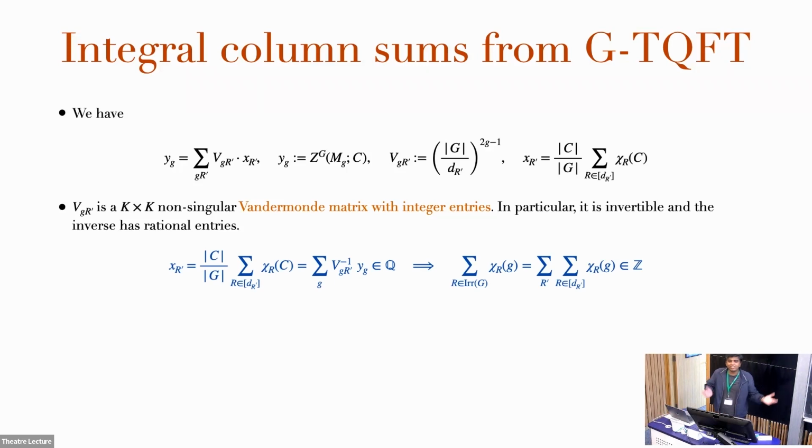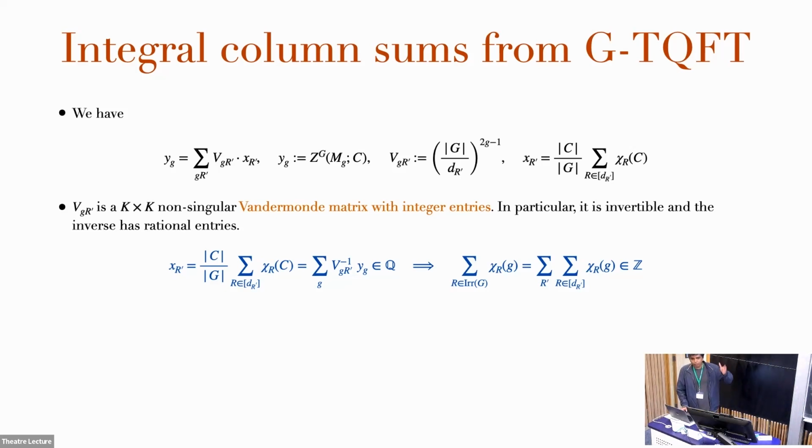Because V is an integer matrix, V inverse has rational numbers in it. Y is the partition function, which we already know is rational. So this sum of characters is rational, from which we know the full sum over all representations, which is just a sum over R prime and a sum over R for each R prime. This is also an integer. So this is a QFT way of rephrasing the result in character theory that the sum over all representations of the characters is an integer.